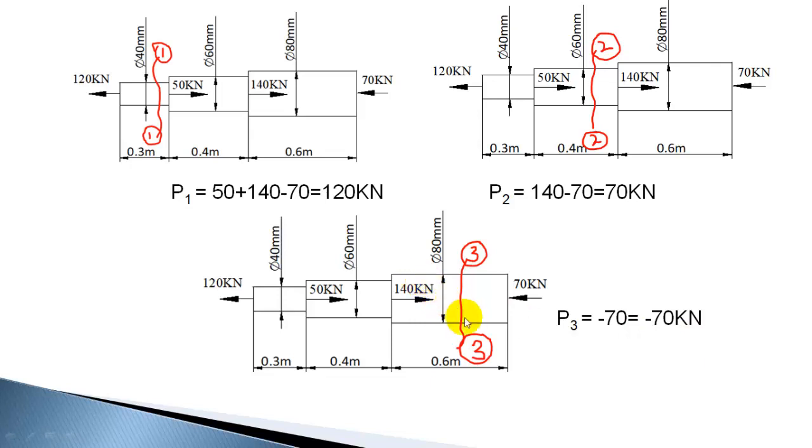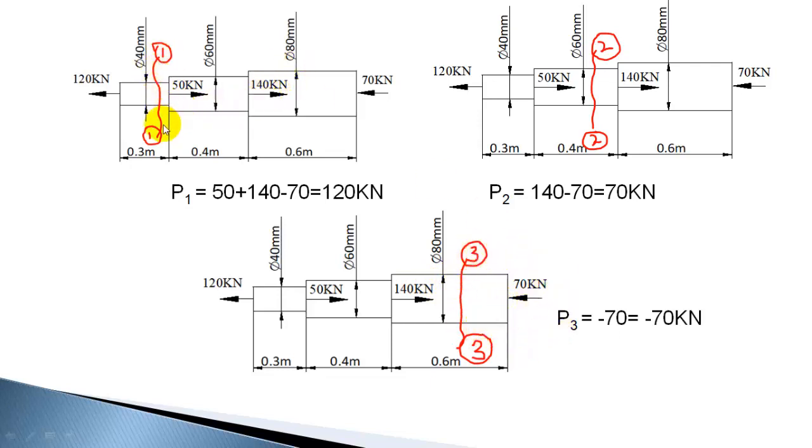Now if you are considering the left portion also, you can get the same result, but you need to take this leftward as positive. So plus 120, this will be minus 50, and this will be like minus 140. So that sign convention will be confusing. So take the right portion and sum up.